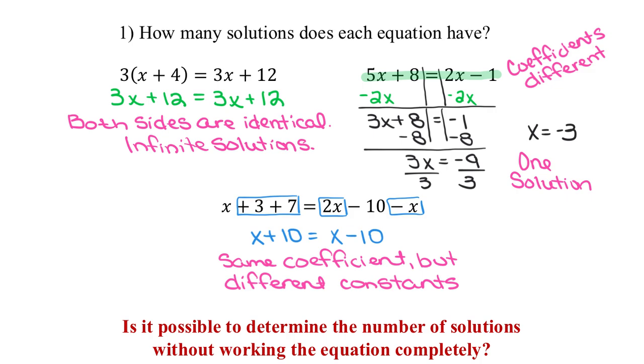If we continued to work that down, the x's would cancel out and you'd be left with 10 is equal to -10. A false statement. They don't have to be opposites of each other, okay? They just have to be different. But the variables have to be the same.